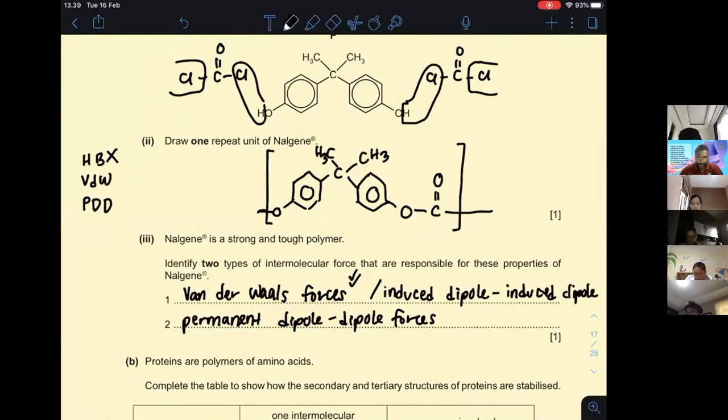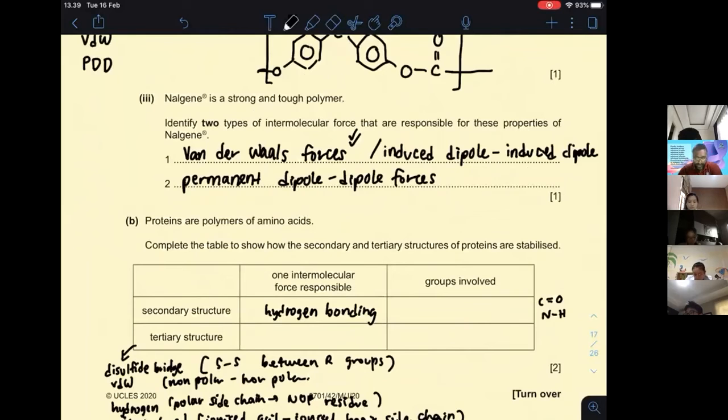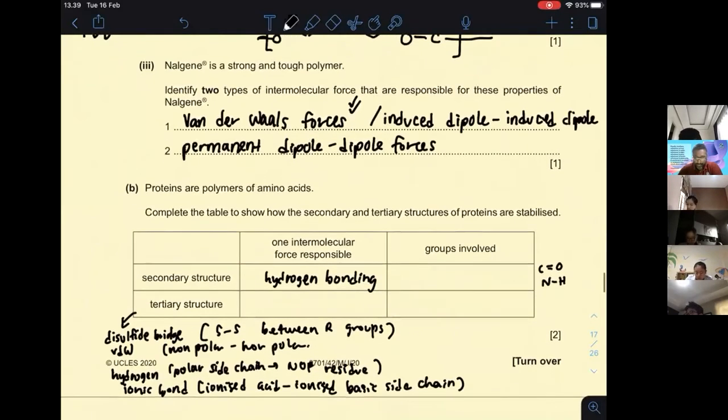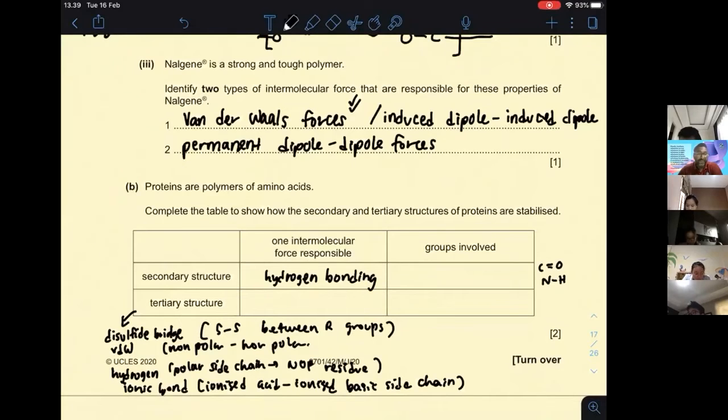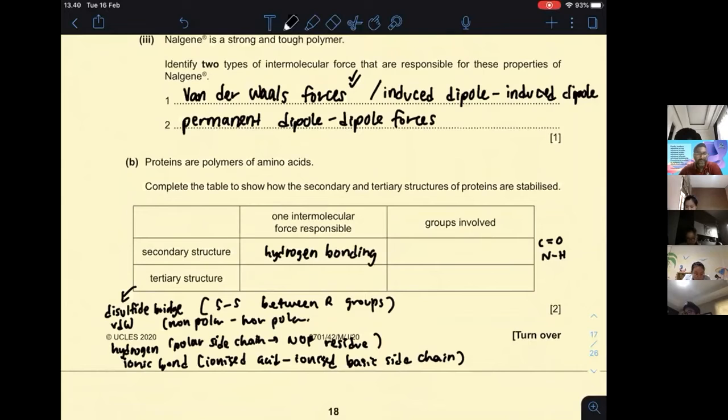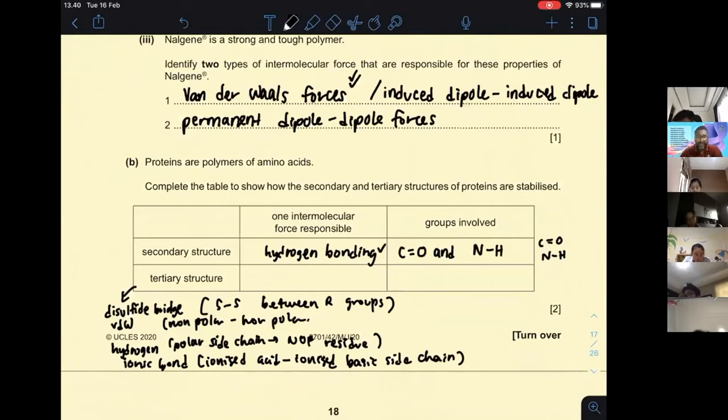Still okay. Now, proteins are polymers of amino acids, and complete the table to show how the secondary and tertiary structures of proteins are stabilized. So secondary structure, you need to know, is stabilized by hydrogen bonding. The groups that are involved are the C double bond O and the N and H. It means it's the forces between the C double bond O and the NH. So it's actually between these two. This will stabilize the protein structure.